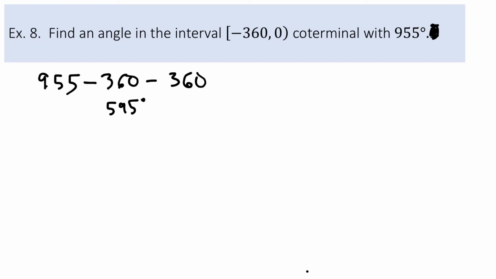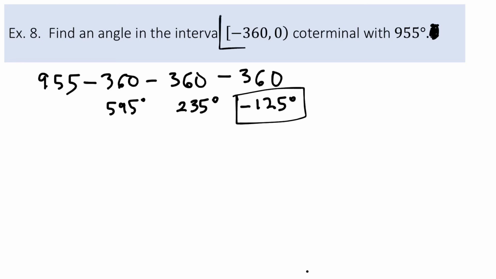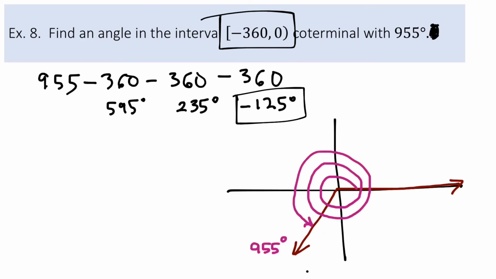That gets me to 235 degrees, so I'm still not negative yet, but it looks like one more time should do it. So I'm going to take it down one more revolution. So I got it down to negative 125 degrees. All right, so that's within this interval here, negative 360 to 0. So I unwound that angle basically by 3 revolutions to get it down into the range that they asked for. So I drew a diagram here.